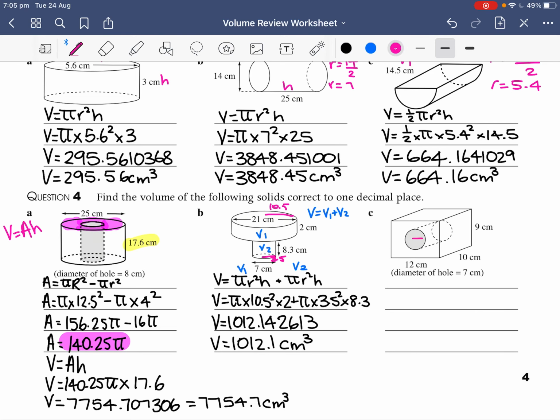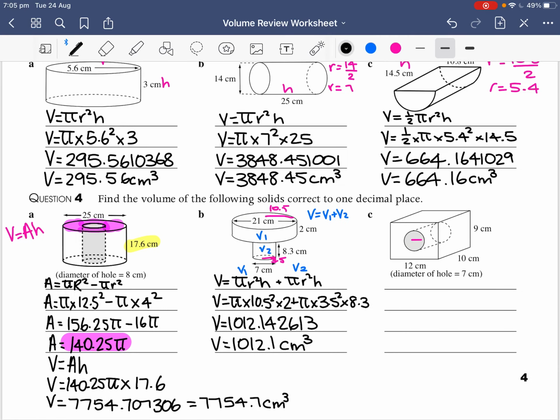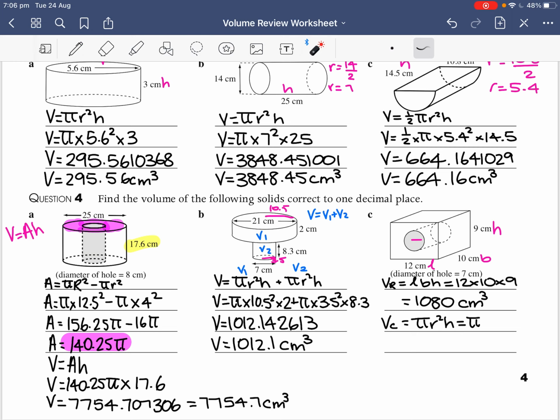Now for our last one, we have the volume of our rectangular prism minus the volume of our cylinder here. So the volume of our rectangle is LBH, where this is our L, our B, and our H. So that is 12 times 10 times 9. So our volume of our rectangle, 12 times 10 times 9, is 1,080 centimeters cubed.